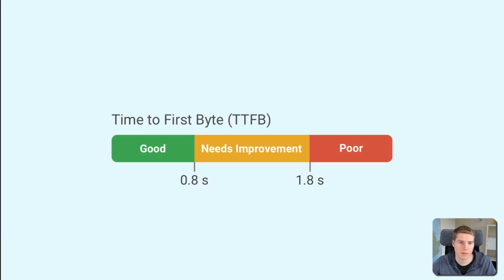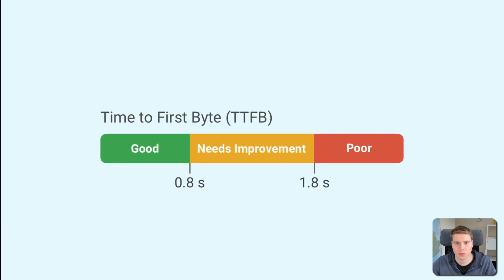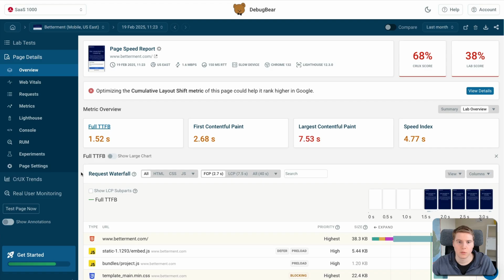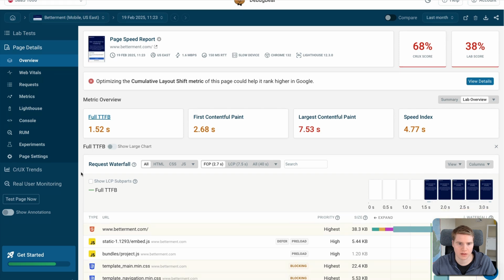Time to first byte is a website performance metric that measures how quickly the server responds when a browser requests an HTML document. In this video, we look at the different components that TTFB consists of and what you can do to optimize them. We can see an example of the TTFB page load milestone in this website performance test.